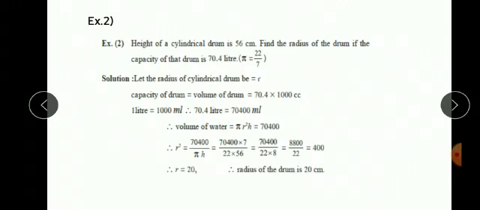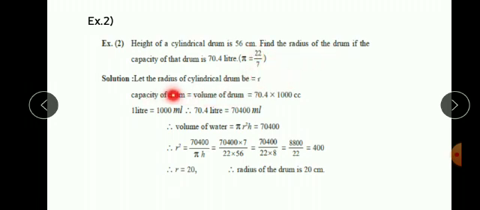Now let's see example 2. Height of a cylindrical drum is 56 centimeter. Find the radius of the drum if capacity of that drum is 70.4 liter. Here pi is equal to what? 22 upon 7. We have to use this value. Now see what is given. Height of cylindrical drum is given as 56 and find the radius.